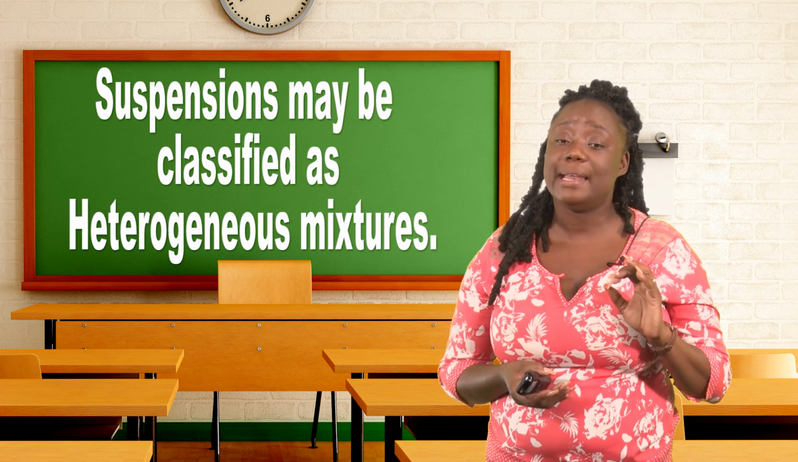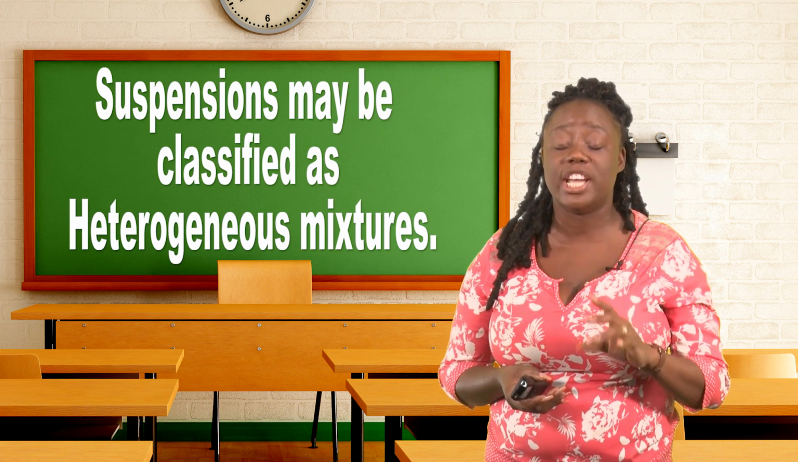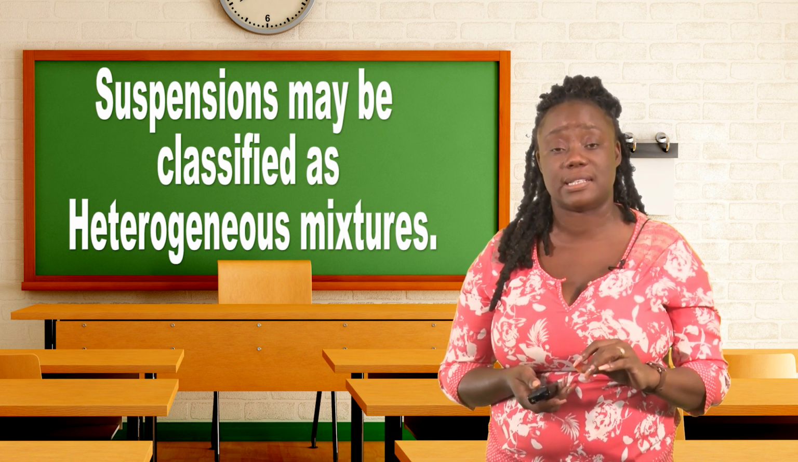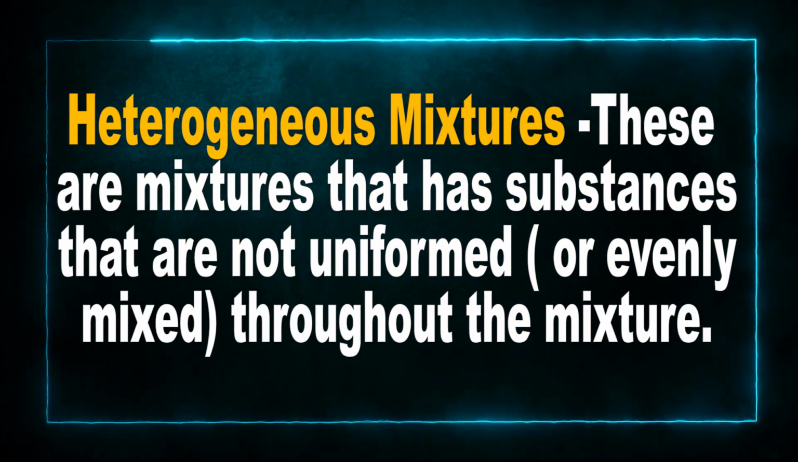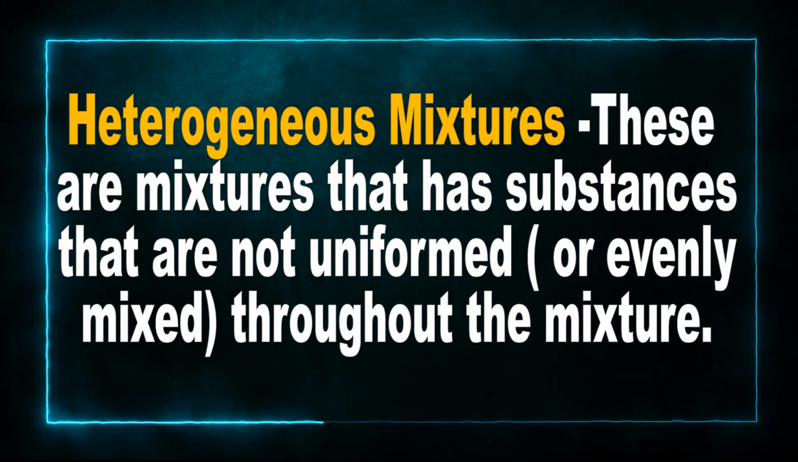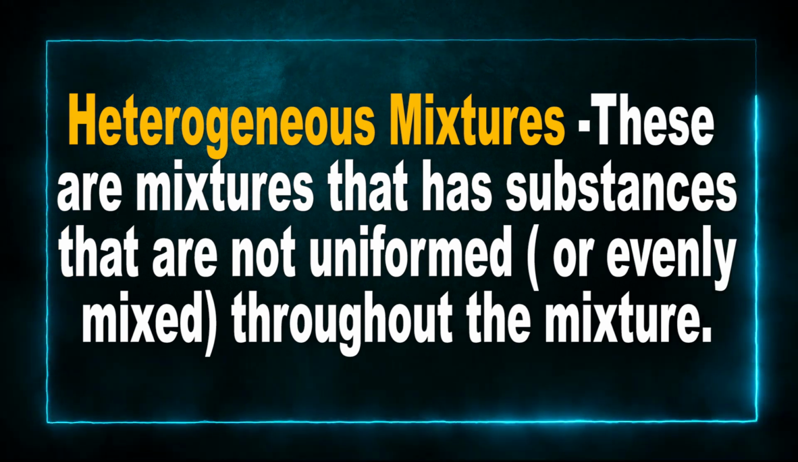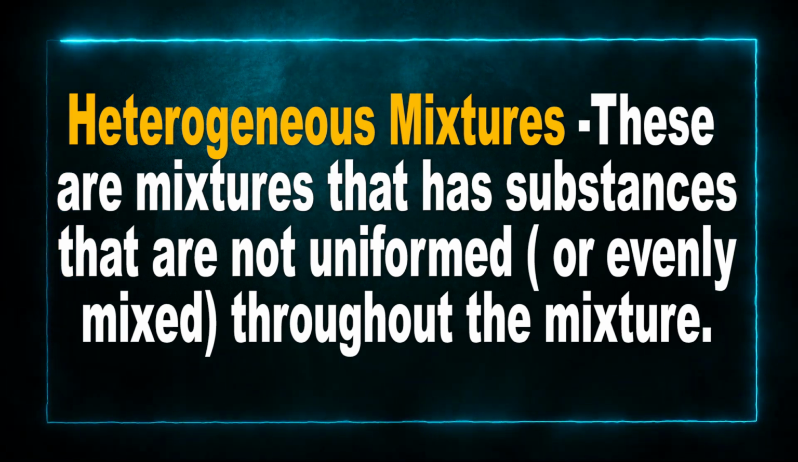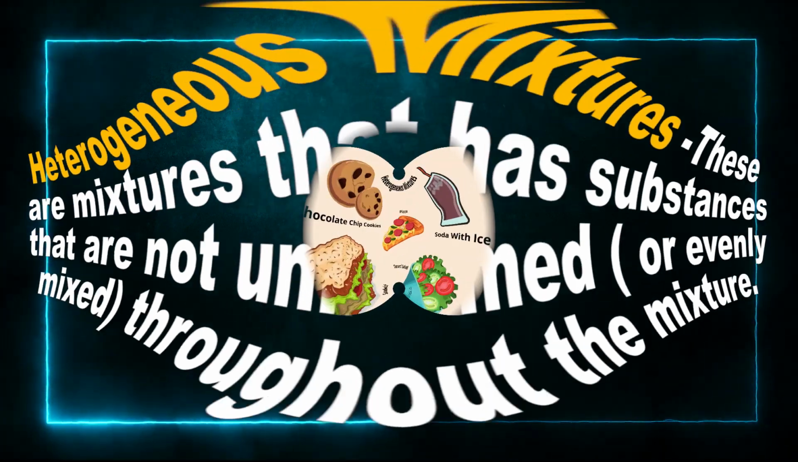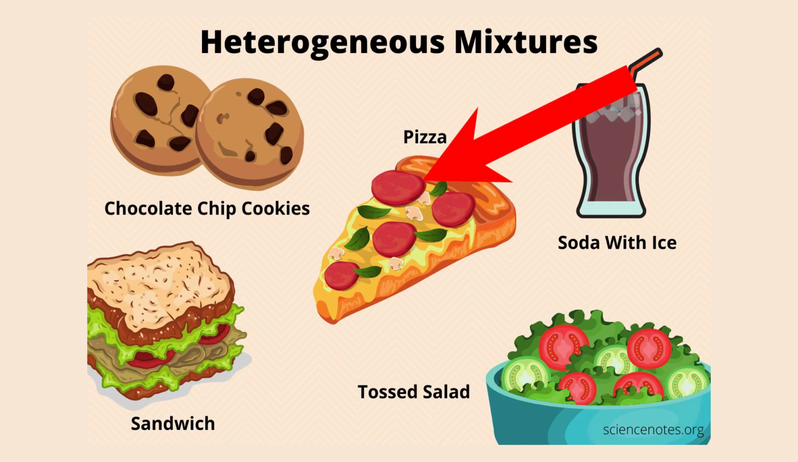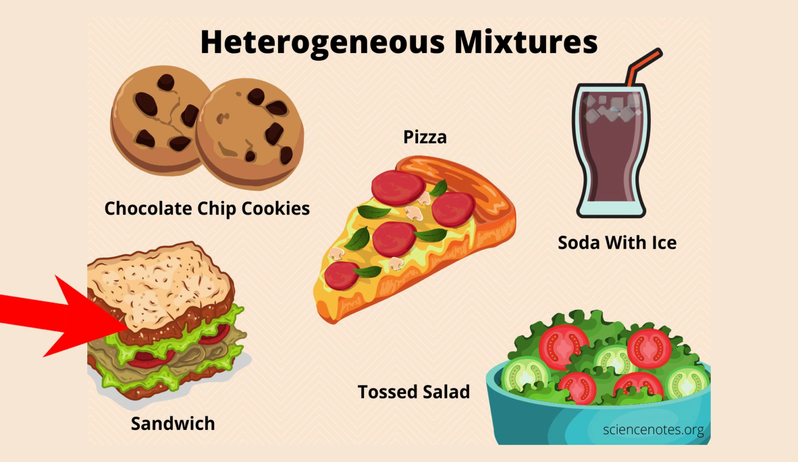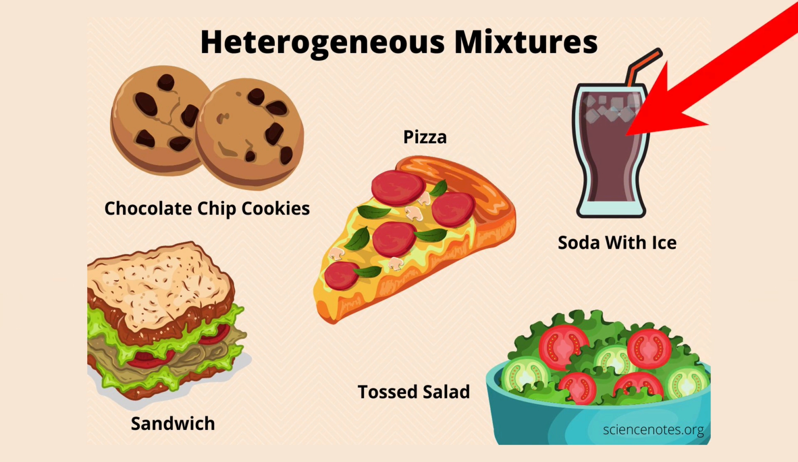Suspensions may be classified as heterogeneous mixtures. Heterogeneous mixtures are mixtures that have substances that are not uniform or evenly mixed throughout the mixture. Example, chocolate chip cookie, pizza, sandwich, a fruit salad, soda with ice.